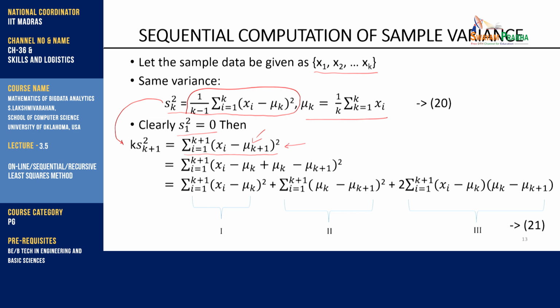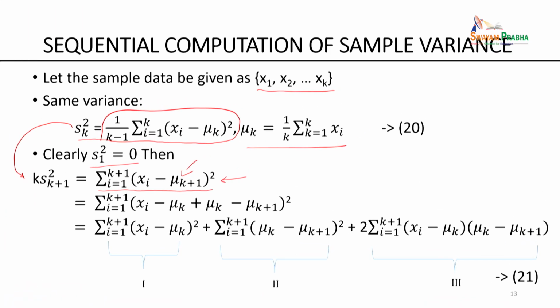Now I'm going to use a simple mathematical trick: you can add and subtract. Mathematicians have exploited this kind of trick to derive many different interpretations of quantities. So I can add and subtract. I am going to consider this as one term and this as another term. This will be (a plus b) whole squared. Now look at that. The second term looks at the difference between the old average and the new average. The first term describes the difference between x_i and mu_k, i running from 1 to k plus 1.